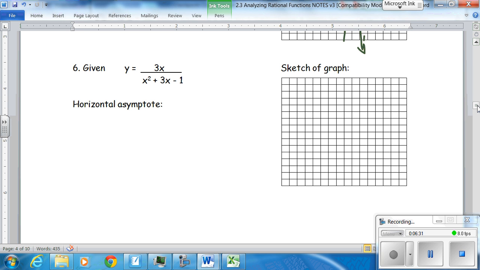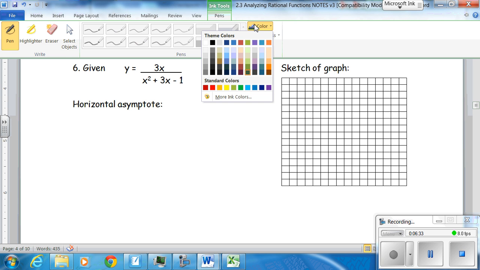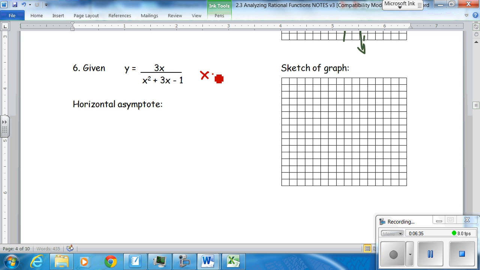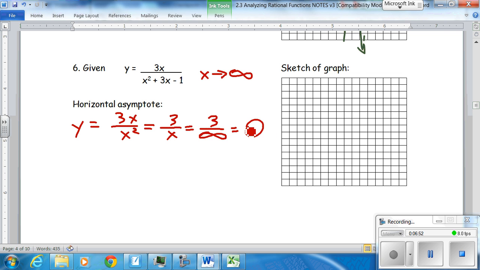Okay, so here, x is going to infinity, so this becomes y is equal to 3x over x squared. Remember, we're only looking at the highest powers, which becomes 3 over x, which becomes 3 over infinity, which is 0.